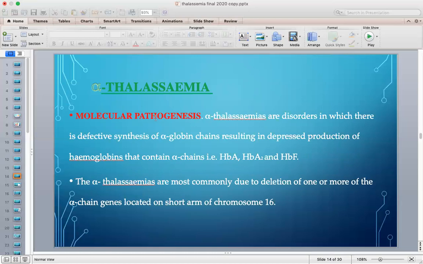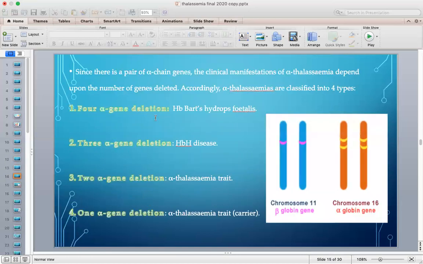نجي نتكلم بالألفا على ألفا ثلاسيميا about the molecular pathogenesis. بما أنه قلنا إحنا الألفا جين موجود على الكروموسوم 16 هو عبارة عن 4 جينات، فراح يكون abnormality involving these 4 genes we call it deletional abnormality. عكس البيتا ثلاسيميا يكون mutational abnormality. فالديليشن راح يعطيني 4 أنواع من الديزيز أوف ألفا ثلاسيميا.